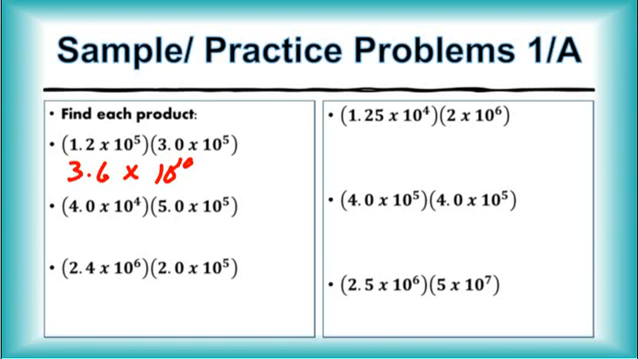Next one, we have 4.0 times 10 to the 4th times 5.0 times 10 to the 5th. That's going to give us 20 times 10 to the 9th. But that's not in scientific notation. So in order to write that in scientific notation, I need to move the decimal point 1 to the left. So now I have 2 times 10. But since I gained a decimal place, I need to add 1 to my exponent. So now it would be 2 times 10 to the 10th.